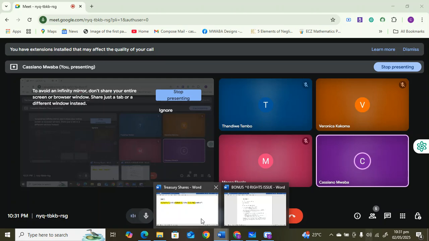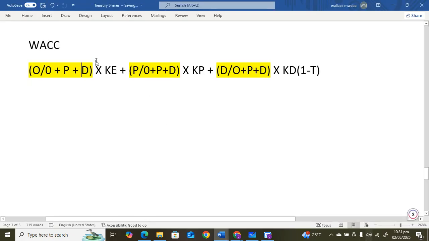So speaking on that, I said, as you can see, this is the formula for the weighted average cost of capital. O represents ordinary share capital, the money raised from selling ordinary shares. P represents preference share capital, the money raised from selling preference shares. D represents the value of the debentures, the money raised from selling these debentures. Okay, colleagues? Any questions?